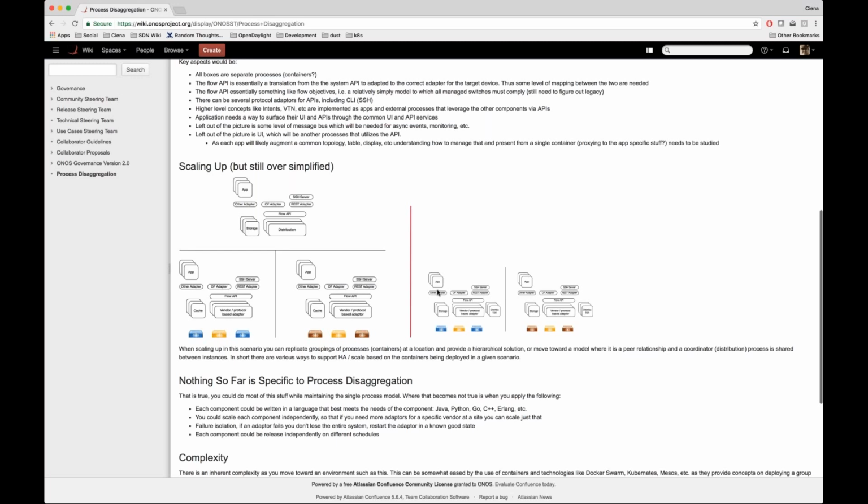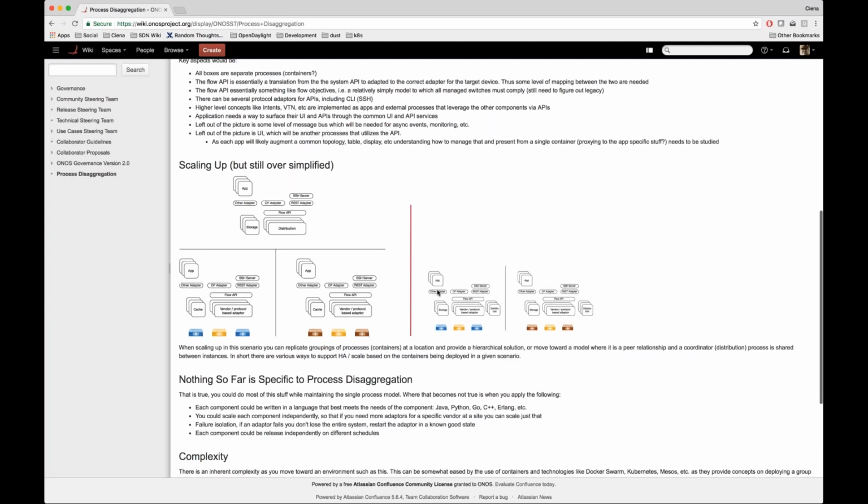Again, I want to emphasize that you could do this with the existing architecture. As Thomas pointed out, the microservice architecture gives you better isolation. And that's one reason I push for it, and I have pushed for a while.